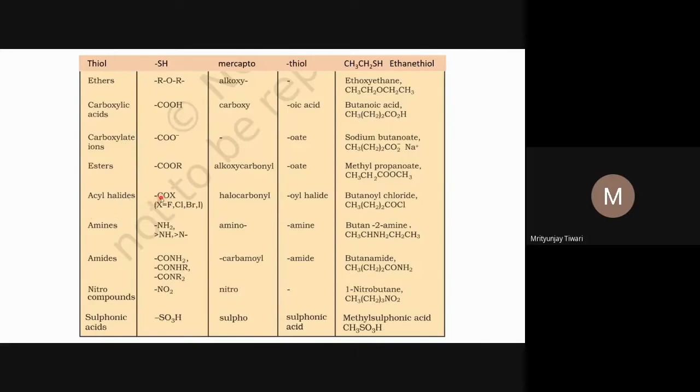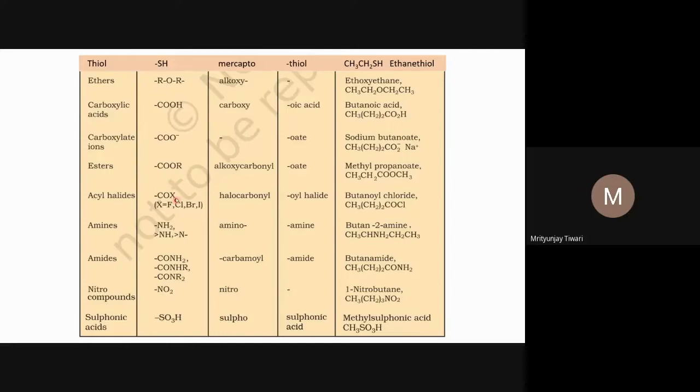Now the acyl halides, the COX. Under COX, the functional group, we know this X can be F, Cl, Br, I. This is a halide. So what we have done is the OH group, the hydroxyl group of the carboxylic acid, is replaced with the X, the halide. So this is called acyl halide. This compound's functional group is acyl halide.